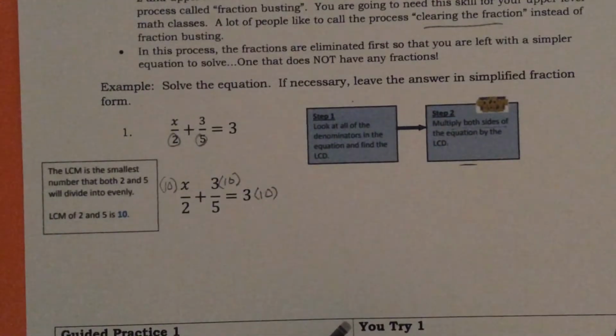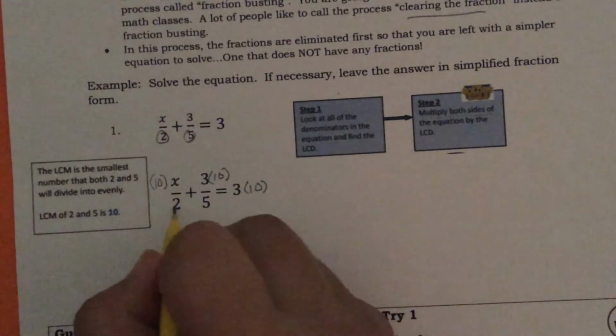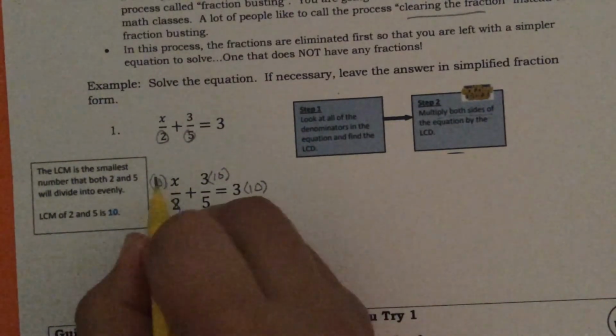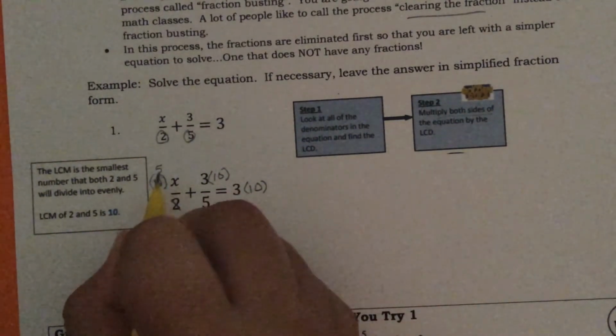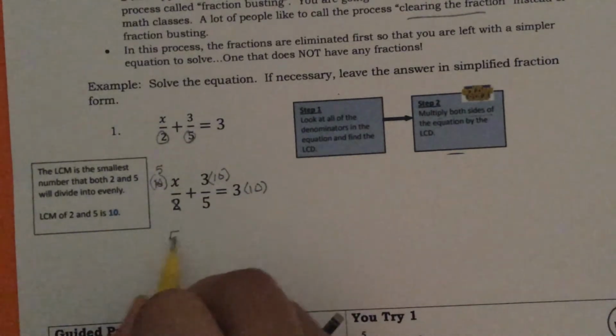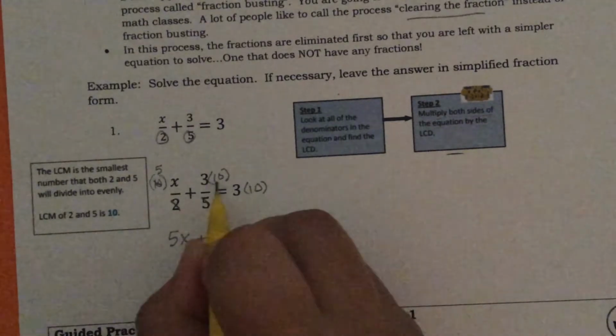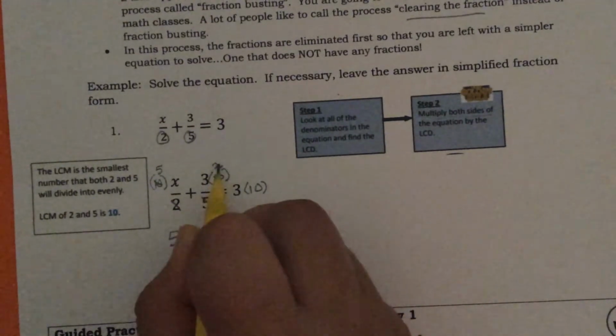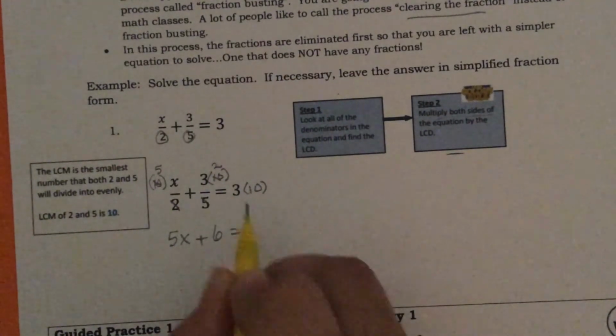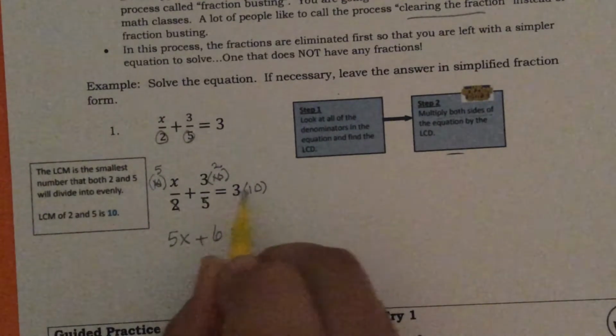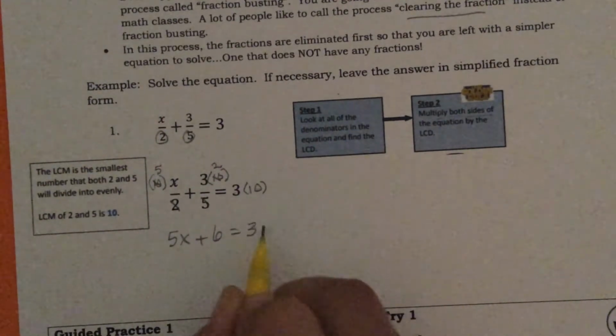And why do I want to do that? Because now 2 can go into 10. How many times does 2 go into 10? 5. It goes in evenly. So 5 times x is 5x. Hey, no more fraction on this term. 5 goes into 10 2 times, so 3 times 2 is 6. And this one doesn't have a fraction, so you just multiply 3 times 10, which is 30.